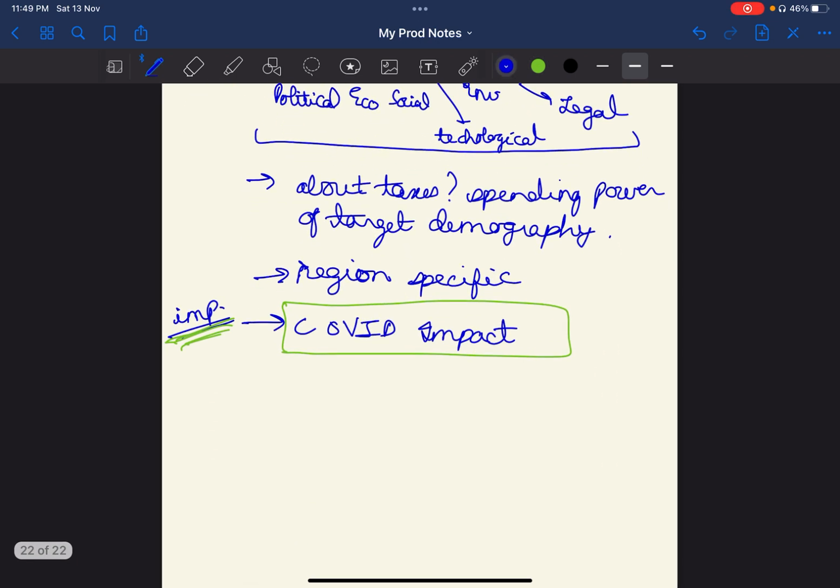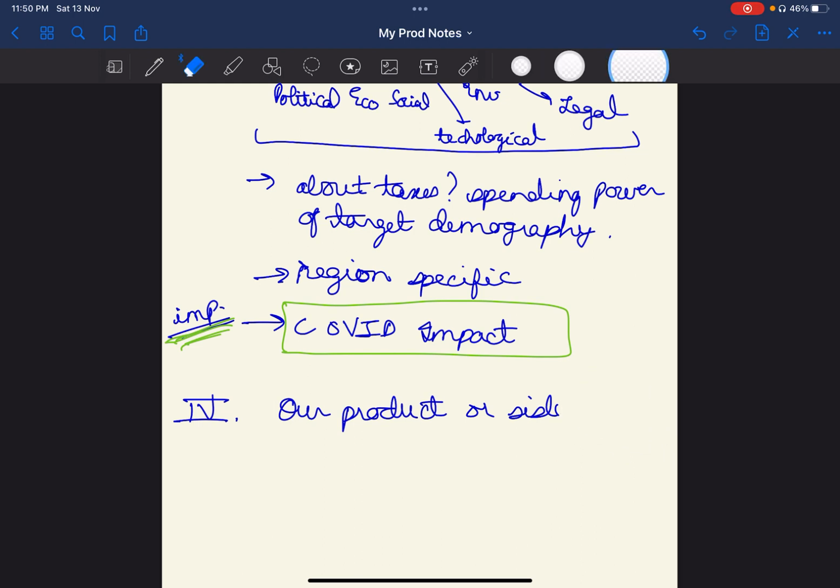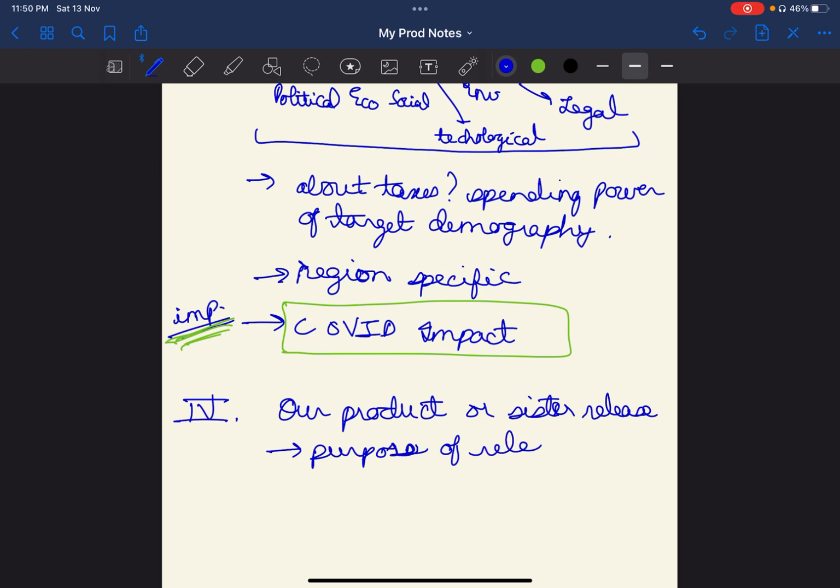So in the fourth point, the reason the question is being posed to you is that probably most likely you have done something wrong. But nevertheless, it is okay to ask whether it is due to our release, something that we have released recently, or whether there is some sister release, basically some other product manager in your company has made some release due to which this issue might be coming. And if it is your product or even your sister release, ask what was the purpose of the release, what we were trying to achieve.